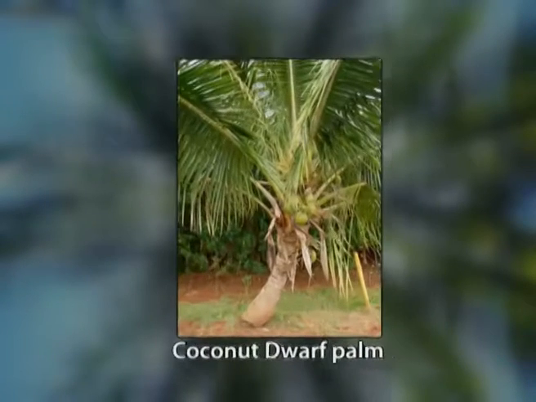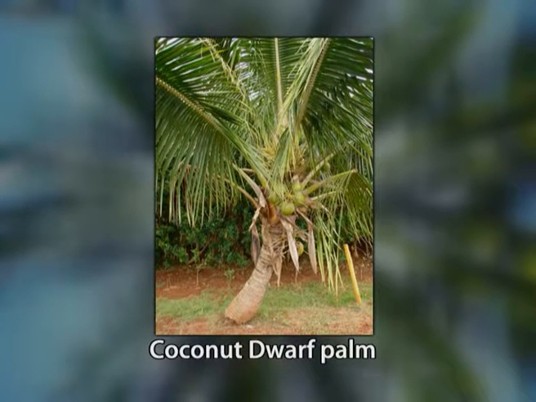Second, dwarf palms, also known as variety nana. These are believed to be mutants from tall palms with a height of 8 to 10 meters when 20 years old. They begin to flower after the third year of planting at less than 1 meter high. They are normally self-pollinating and therefore considered to be homozygous.